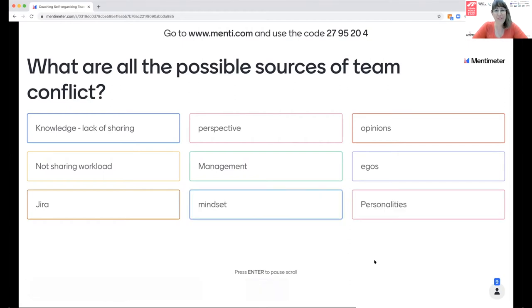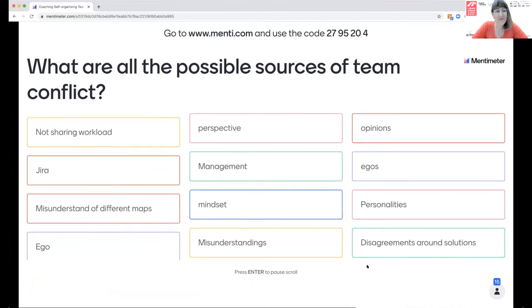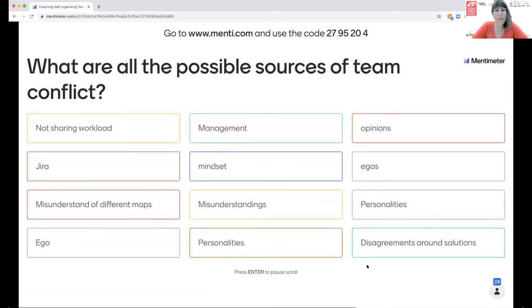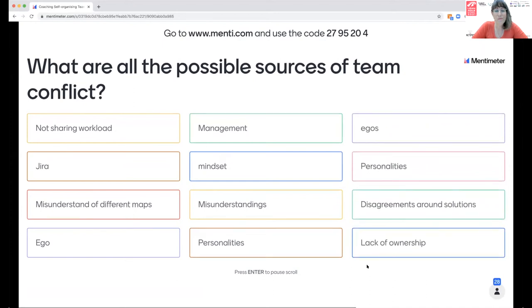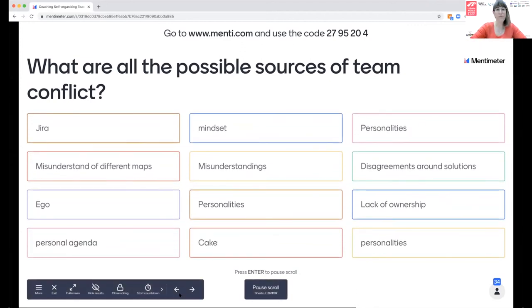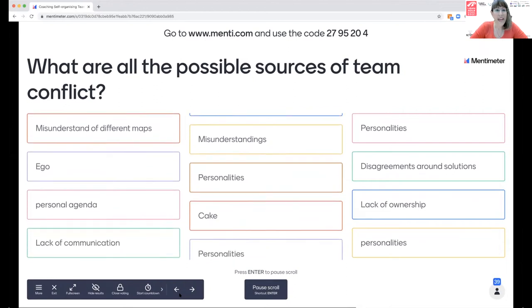Jira, brilliant. Yeah. Yeah. Yeah. Cake.